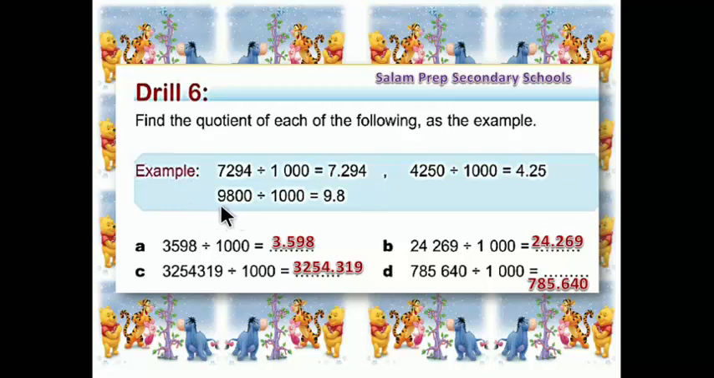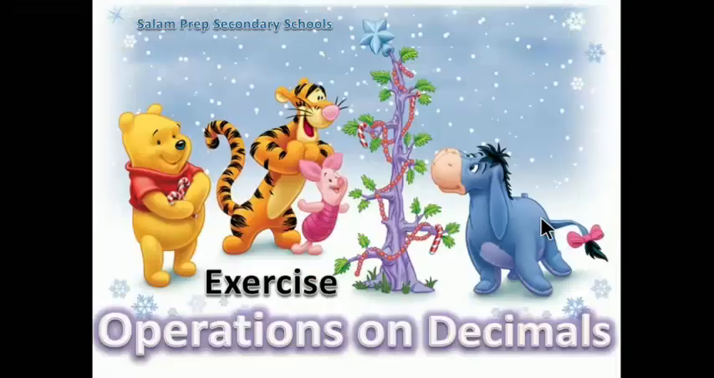Another example for you, 9,800 divided by 1,000 equal, we can remove 2 zeros with 2 zeros. Now we have 98 divided by 10. We can put a decimal point beside 8 and move 1 step. Move to the left 1 step. The quotient will be 9.8. Now we will start exercise on operations on decimals.